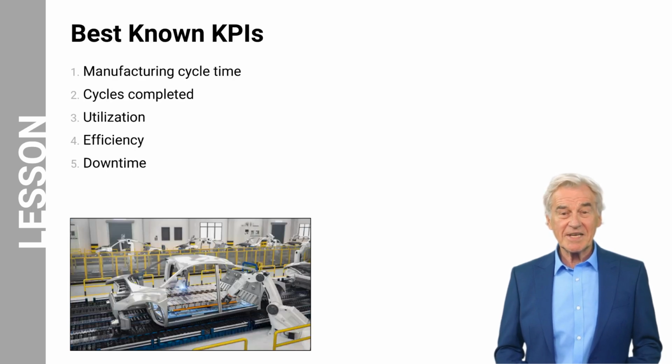Here's a list of some of the best-known KPIs. They include manufacturing cycle time, cycles completed, utilization, efficiency, and downtime. One challenge when choosing KPIs is choosing only the KPIs that will help improve your process and add value to your process in particular. Now let's look at each one in detail.